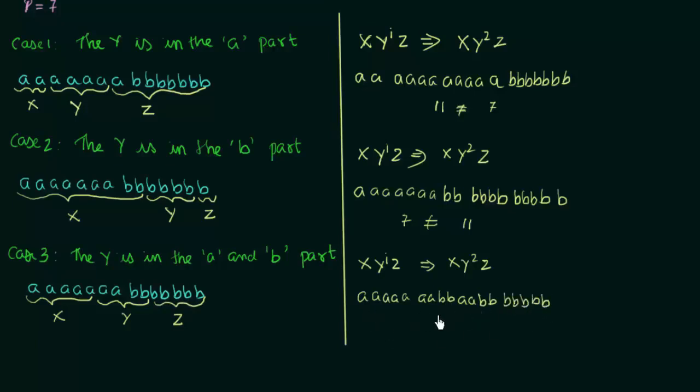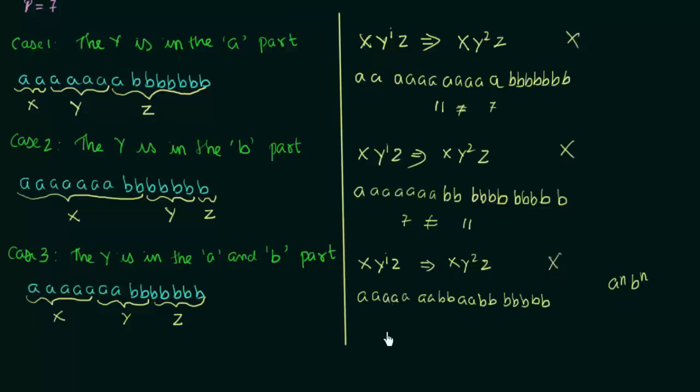So here, before we count, you can see that this does not follow the pattern a raised to n, b raised to n. See, here we have a's followed by b's, and again there are a's and b's, so it is not following this pattern. So this also does not lie in our language. So we proved that when we take x, y raised to i, z and take i to be 2, none of these lie in our language.